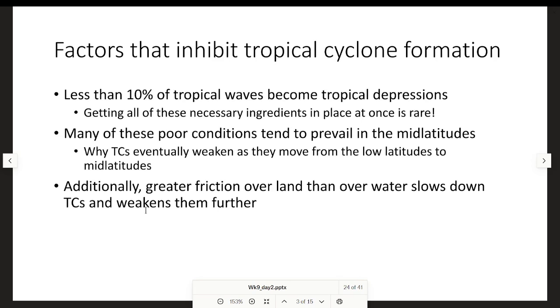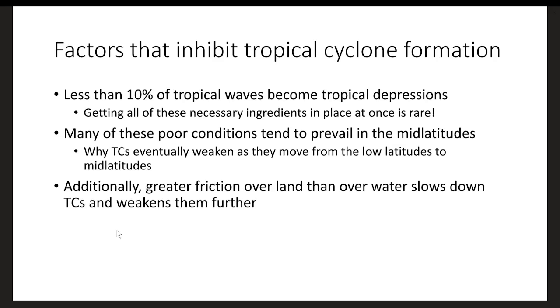So, less than 10% of tropical waves become tropical depressions. You have to get all of these ingredients together in one place. Very delicate process, and you have to have everything correct at the same time. Many of these poor conditions tend to prevail in the mid-latitudes, so once you get to the 30 degrees line, it's harder to get it. So that's why tropical cyclones eventually weaken when they move from the low latitudes to the mid-latitudes.